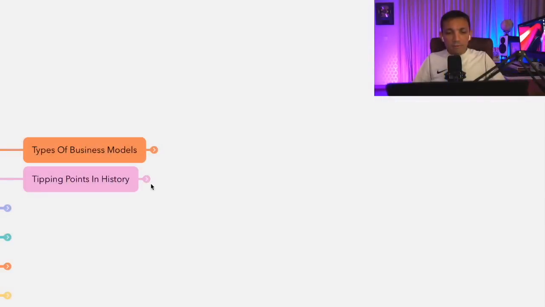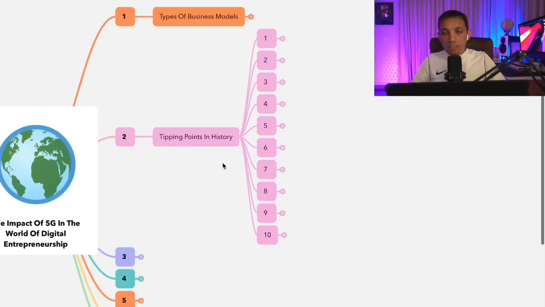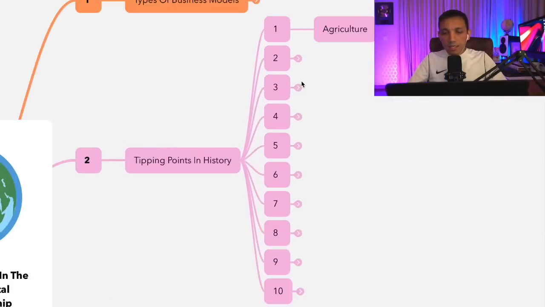Now that I've shared with you the different kinds of business models, let's talk about the tipping points in the history of the world that have been game-changing moments in humanity, okay? And let's look at this. The first tipping point, there are 10 tipping points I was able to note down. The first one is agriculture.